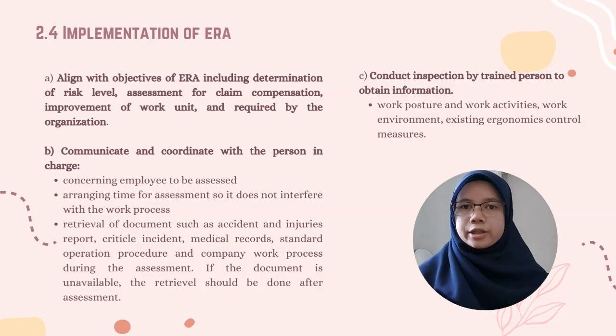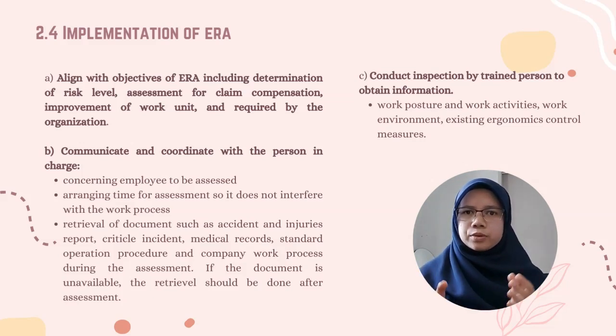For the implementation of ERA, there are 3 steps. The first one is aligned with the objective of ERA, including determination of risk level, assessment for claim composition, improvement of work unit, and as required by the organization. Second, communicate and coordinate with the person in charge concerning employees to be assessed, arranging time for those assessments, and retrieval of documents such as accident, injuries report, and critical incident. If the document is unavailable, the retrieval should be done after the assessment.